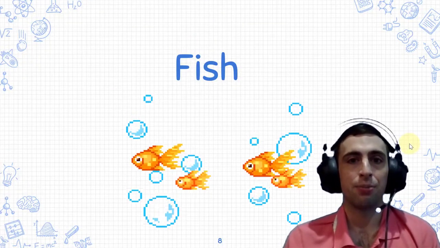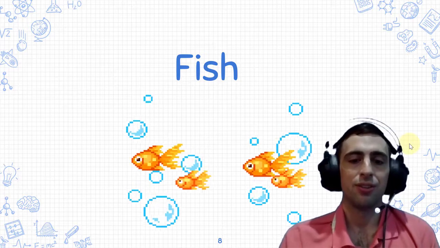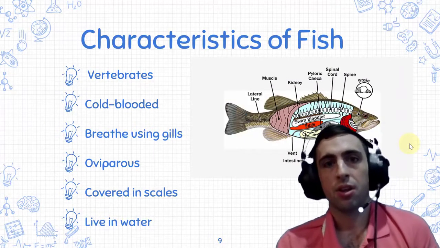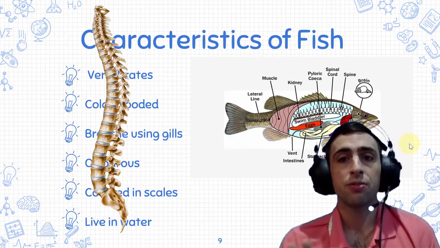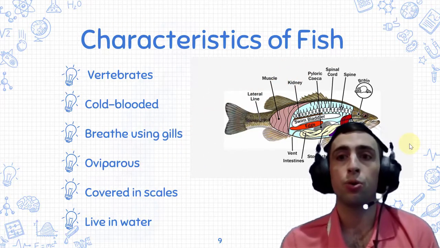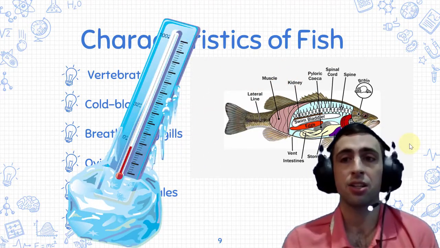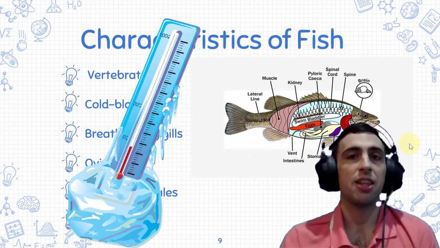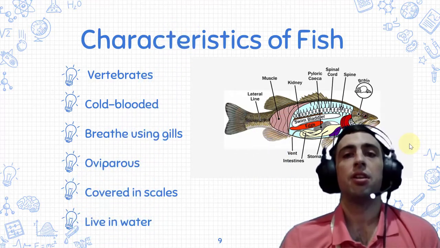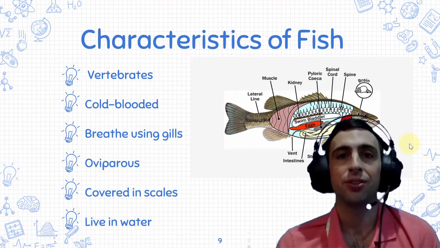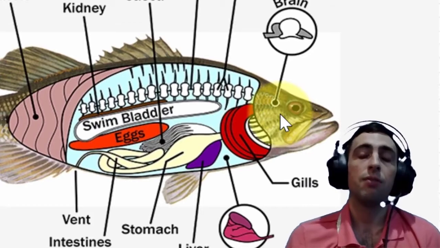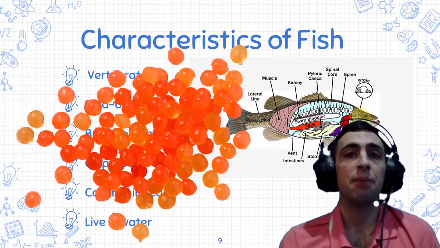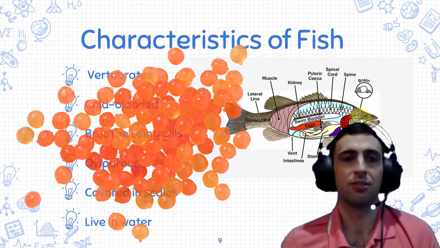The next kind of vertebrate is fish. Look at these fish. So fish, they are also vertebrates. But different from mammals, fish are cold-blooded. That means they cannot control their body temperature. They cannot make themselves hotter or colder. Fish breathe with gills, not lungs. We can see the gills right here. Fish are oviparous. That means they are born from eggs.